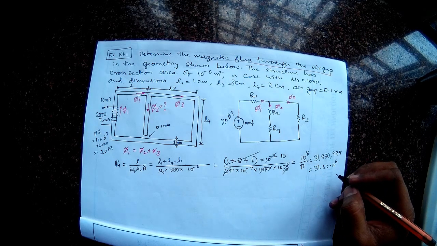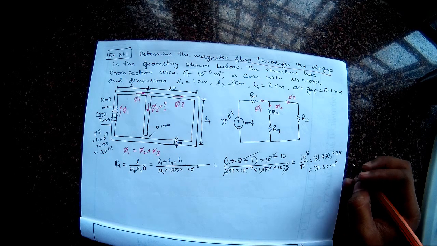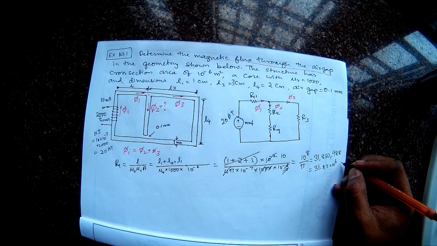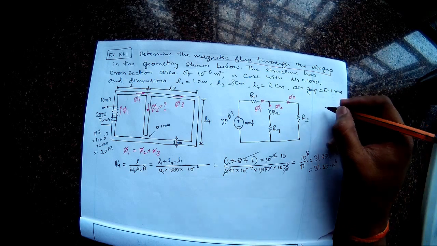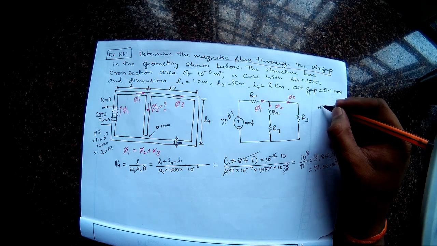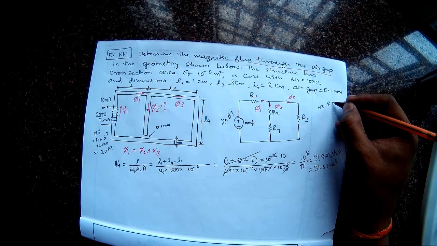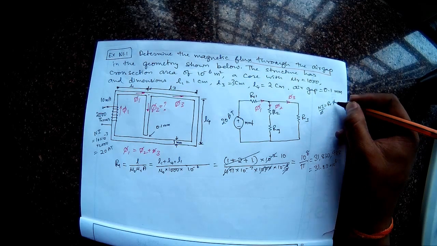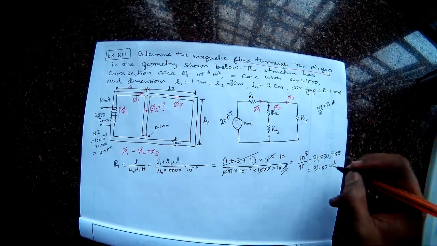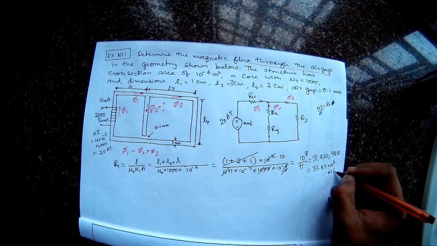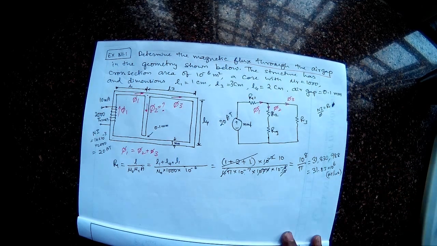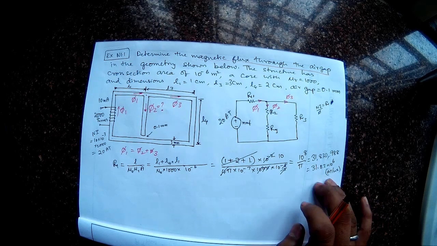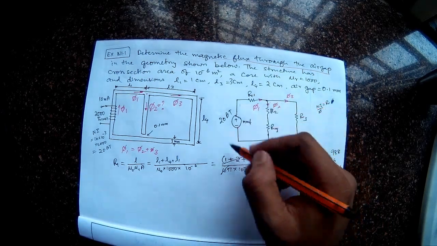And then what is the unit of this? So this is inverse of Henry. Okay, so to know the unit, see, ampere turns is nothing but reluctance into flux. Okay, so ampere turns per Weber will be my unit of reluctance. So this is AT per Weber. Okay, so this is the reluctance of the first path.